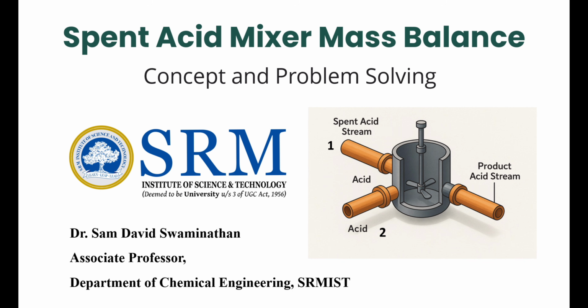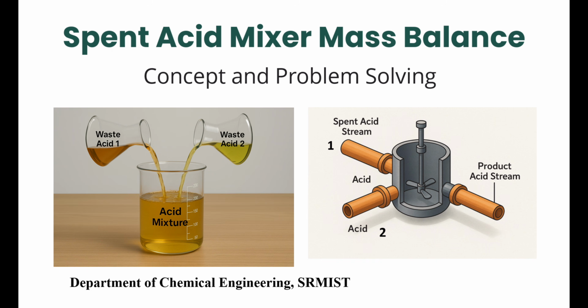In industries, mixers are used to mix two streams and produce a product stream of required concentration. Specifically, the spent acids from different industries will be obtained, and those acids are mixed with concentrated acids to obtain a mixture of acid of required concentration. Let's see how to draw the schematic and solve mass balance problems on a mixer.